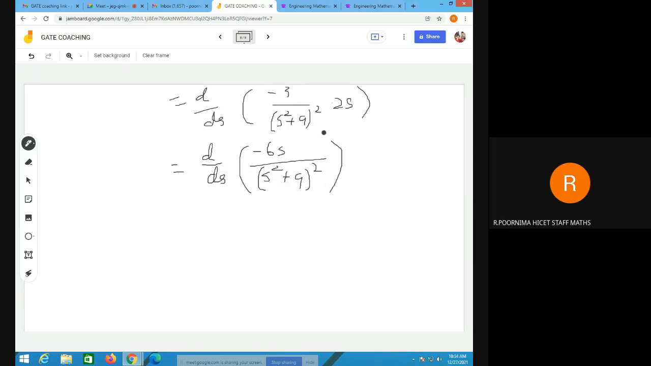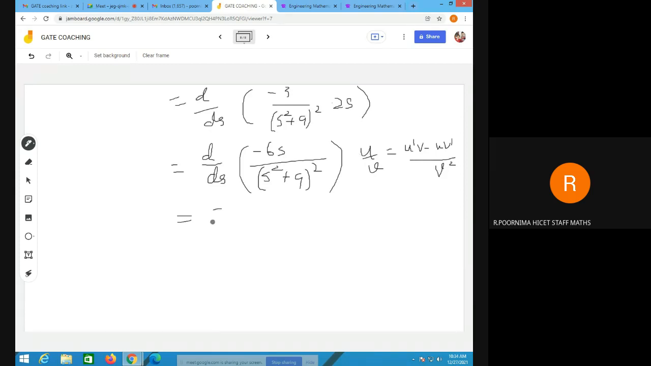We completed only the first derivative. Now we focus on the second derivative. Here the variable s appears both in the numerator and the denominator. That means you have to apply the u by v method for differentiation. What is the differentiation of u by v? You know the formula: u dash v minus u v dash, divided by v square. This is the formula.